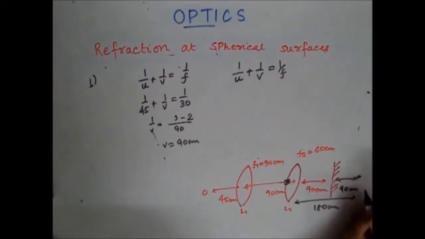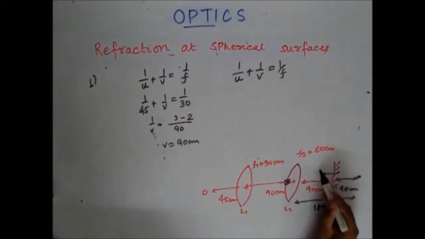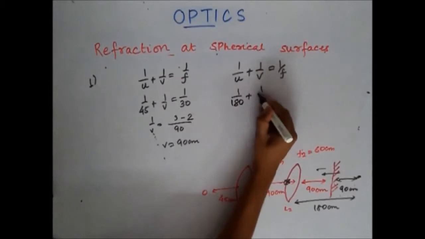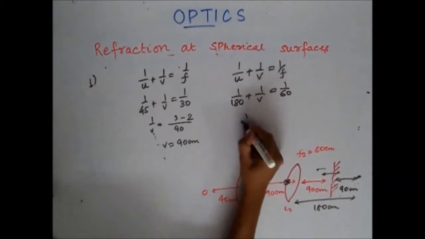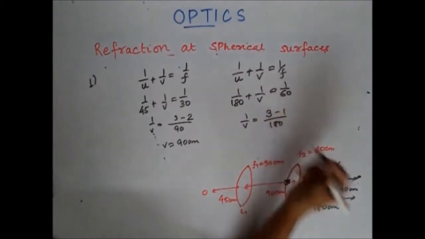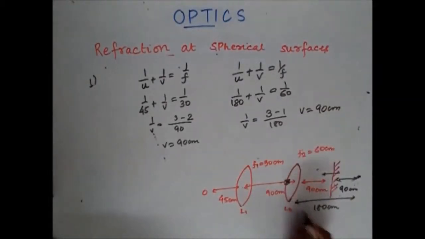See, to move from the object to the lens, I am moving in this direction. The ray of light after reflection from the plane mirror also moves in this direction. So u is positive and it's equal to 1 by 180 plus 1 by v. Focal length of a convex lens is positive, so I get this. So finally I'll get v as 90 centimeter. That means the convex lens forms an image here when we take this as the object.